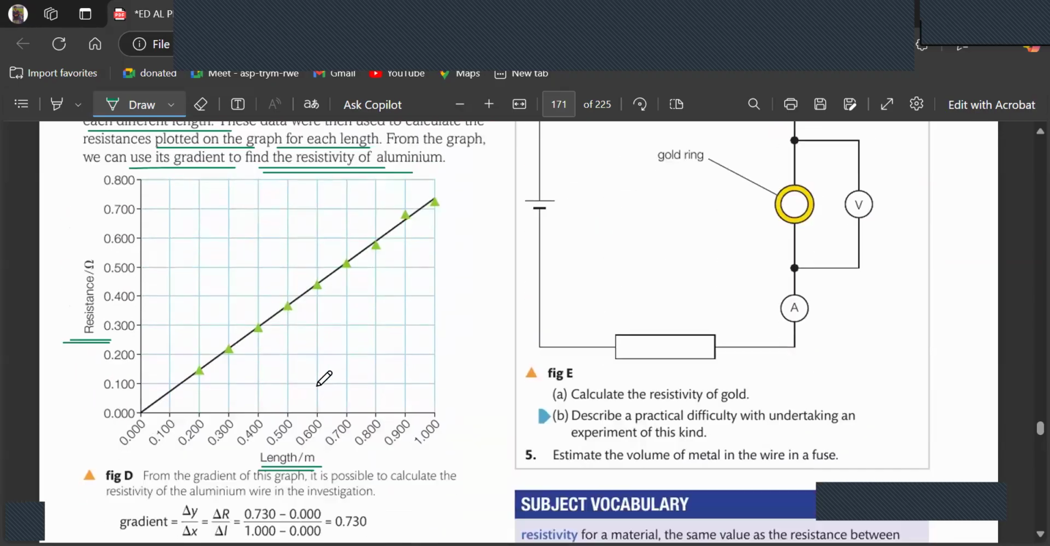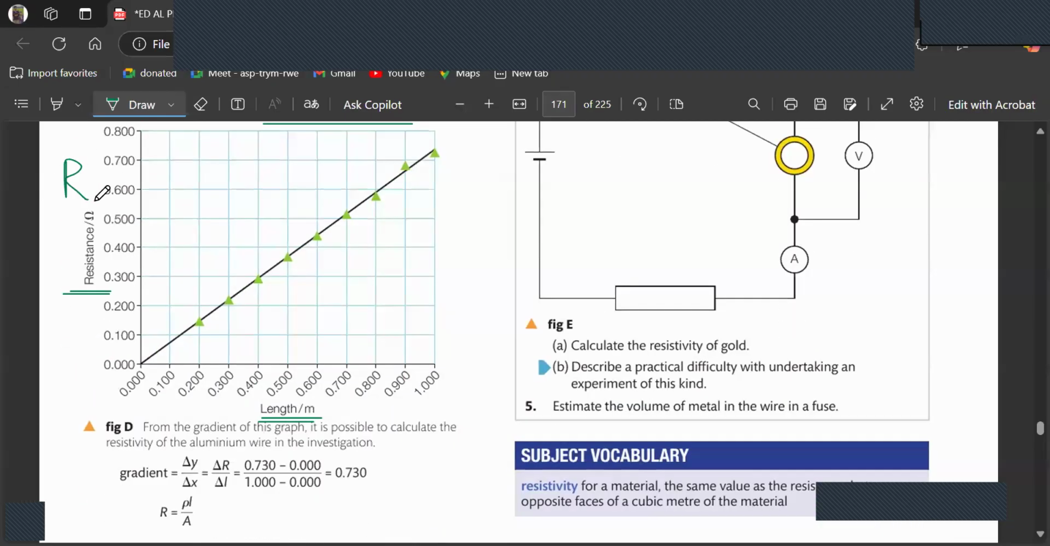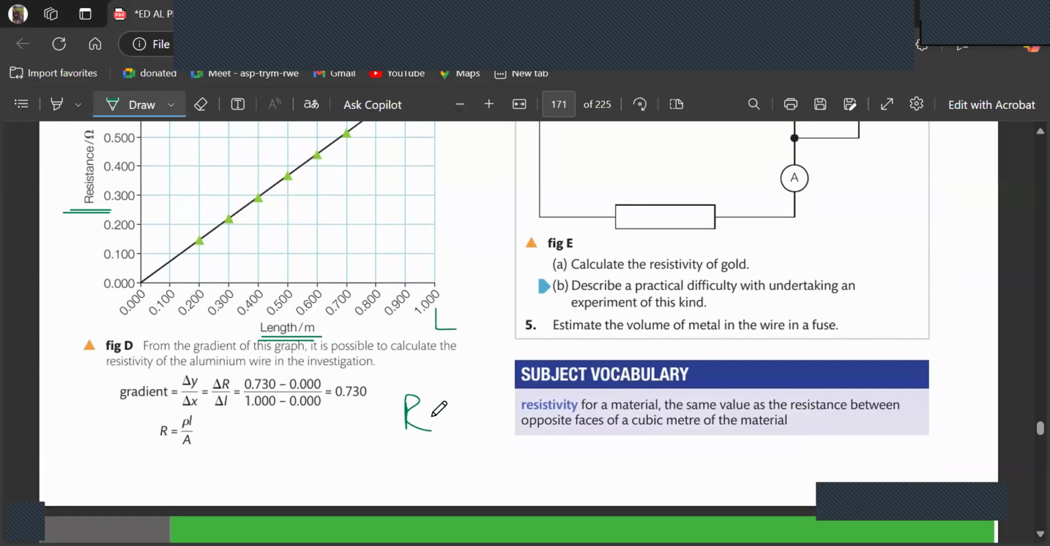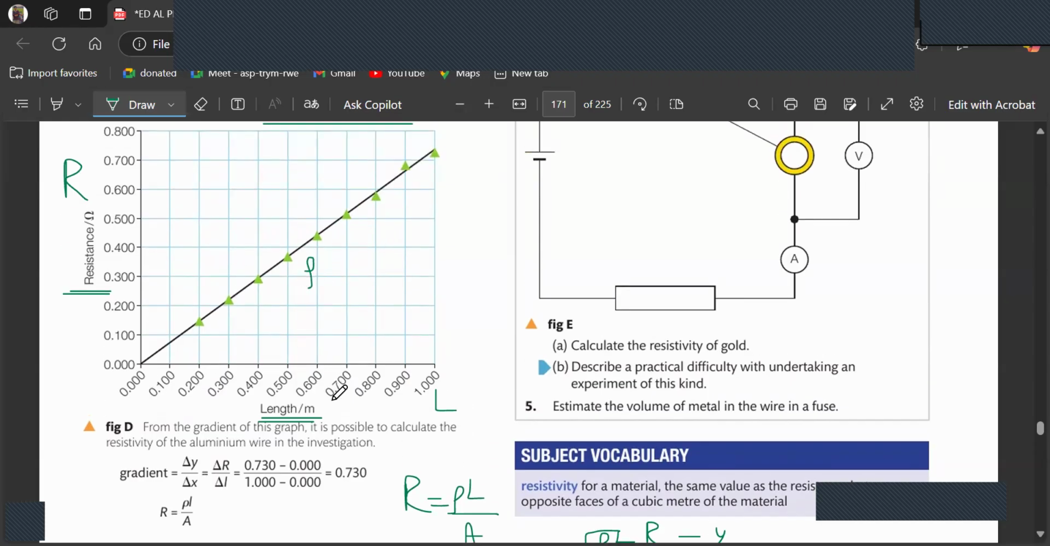Let me show you. On the y-axis, we have resistance. On the x-axis, we have length. We know the resistance is equal to ρL over A, right? So keeping the area constant, resistivity would be equal to R divided by L, right? So R is the y-axis, L is the x-axis. So the gradient of this graph will tell you the resistivity.